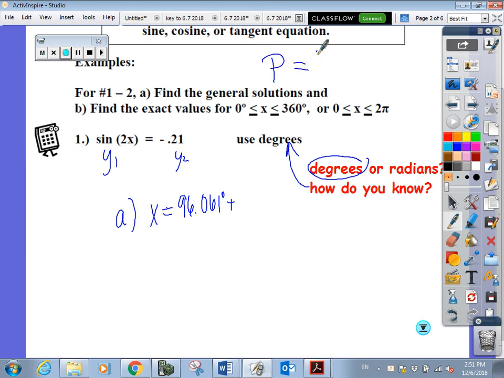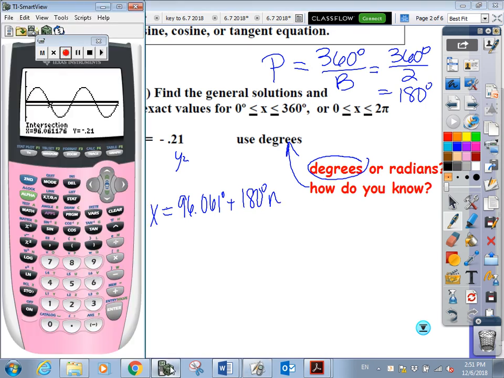Period equals 360 degrees over b. I write that every time, and I get it right every time. 180 degrees times n. And then I do that again for the next one, or the one before it or after. It doesn't matter which one you do, second trace 5.